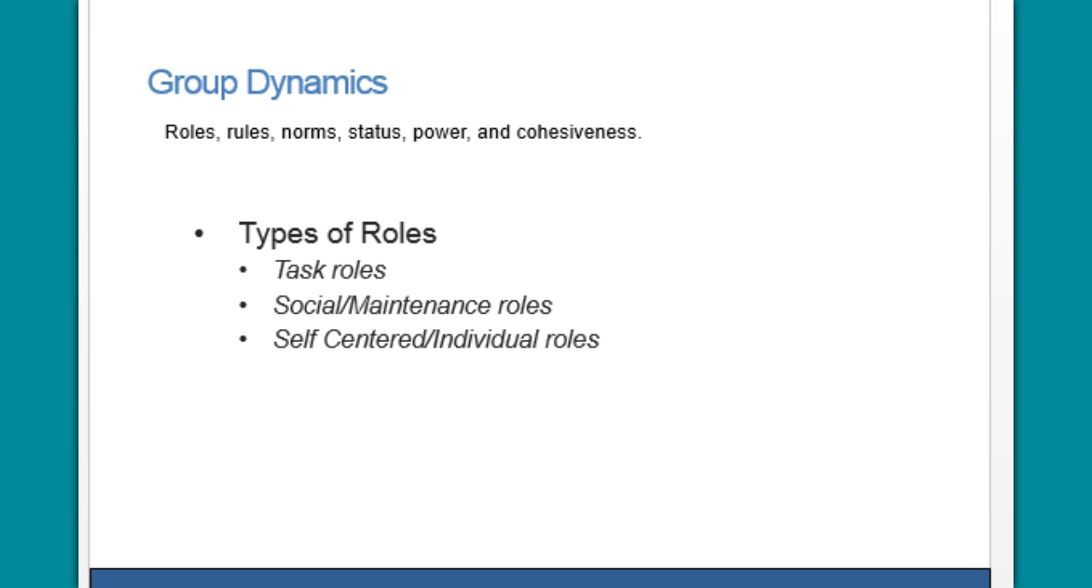Now, as far as group dynamics goes, the things to understand here: the roles, the rules, the norms, the status, the power, cohesiveness. So we've talked about some of those, and those are all covered well in your textbook. Types of roles, though, are important to know. There are 2 broad types that are critical within any group. You have task roles, and you also have social or maintenance roles. Now, there are also self-centered roles. Those are considered dysfunctional within a group.